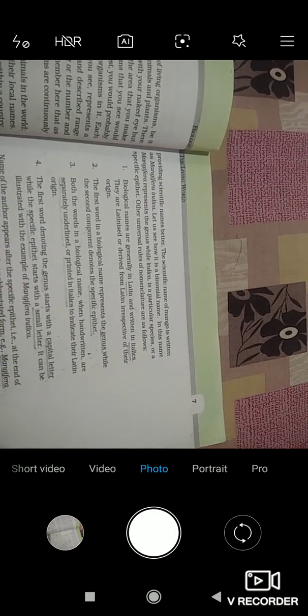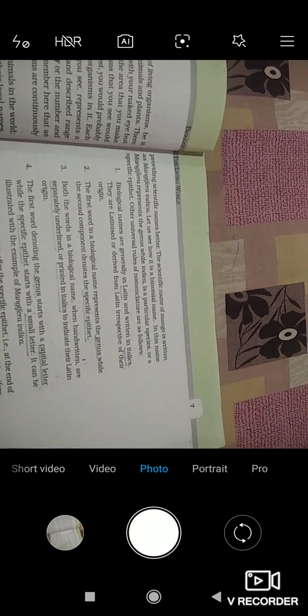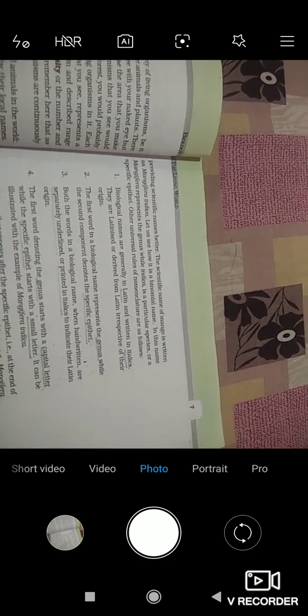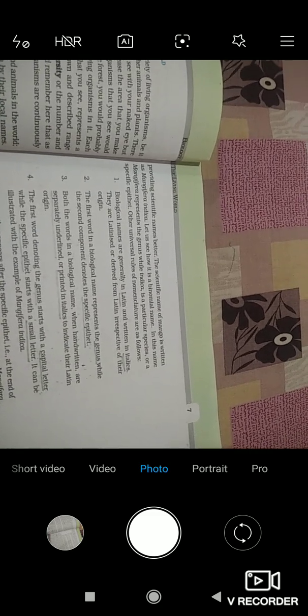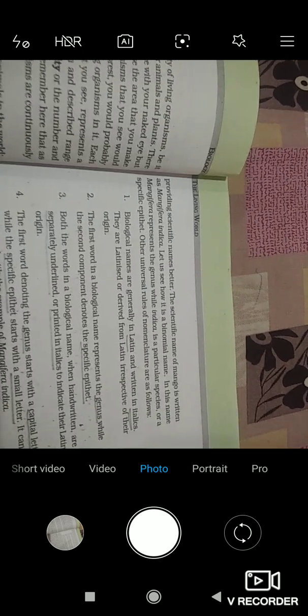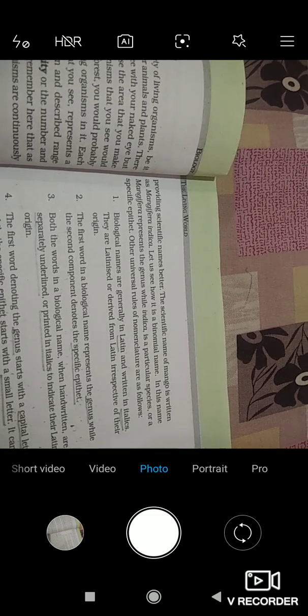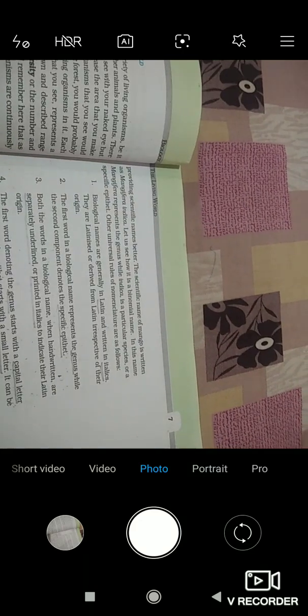So I have told you earlier also that biologists use a scientific name or biological name for each organism, and mango is a fruit and its biological and scientific name is Mangifera indica. So you can see here how it has been written, Mangifera indica. So the scientific name of mango is Mangifera indica. Okay, so let's see the next statement.